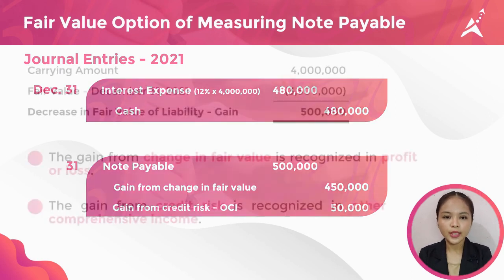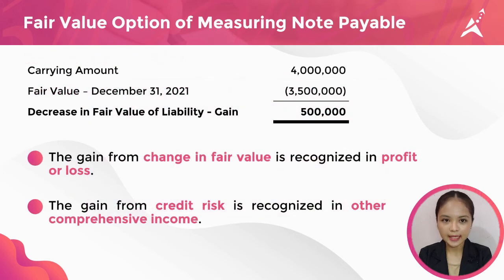Here's the computation for the decrease in fair value of liability. The carrying amount of note payable of 4 million pesos minus the fair value of the note payable on December 31, 2021 amounting to 3,500,000 pesos. So, the gain from the change in fair value is 500,000 pesos. To reiterate, the gain from change in fair value is recognized in profit or loss. On the other hand, the gain from credit risk is recognized in other comprehensive income.